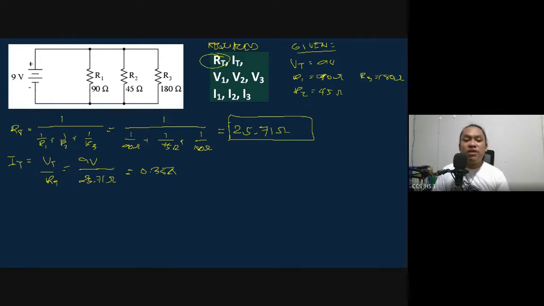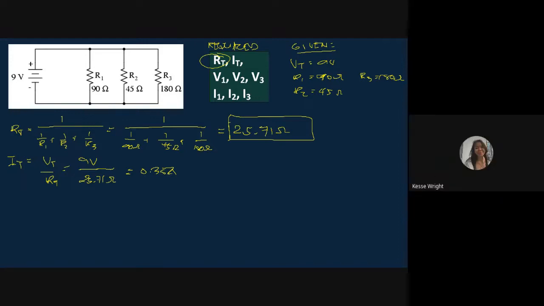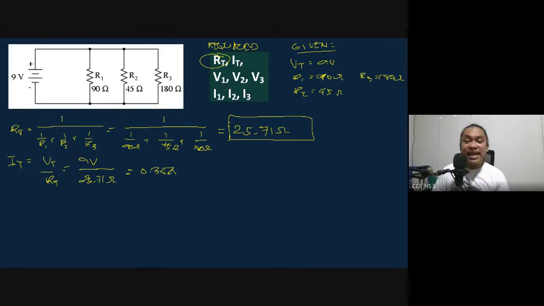Is 0.35 amperes also the value of our I sub 1, I sub 2, and I sub 3? Yes, sir. Who says yes? Kindly click the raise hand button if you think that 0.35 is the value of our I sub 1, I sub 2, and I sub 3. Okay, Kessie. How about the others? Maxine, Robert? Okay, thank you so much. How about those of you who say no? Click the raise hand button.